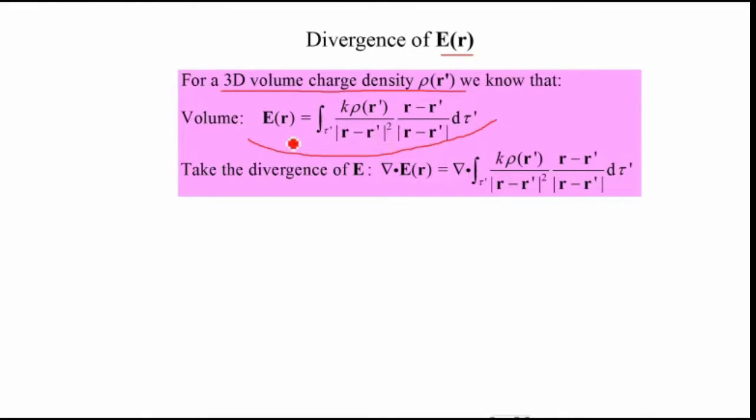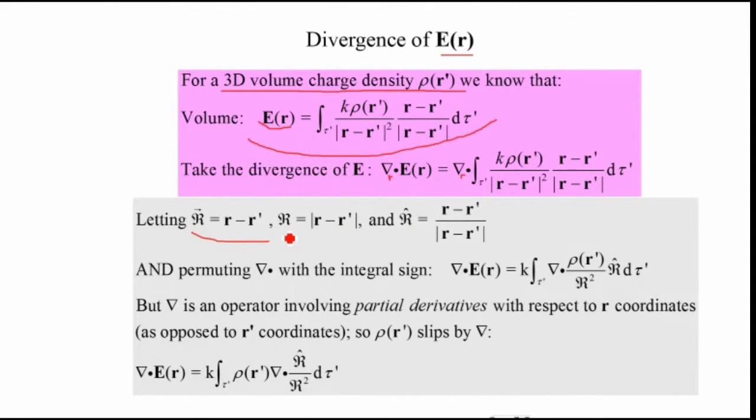Okay, so we're just going to take this and operate on it with the del. So here's our del operating on E, and so that's equal to del operating on this integral. So here it is right here. Funny r is equal to this, the magnitude of the funny r is equal to this quantity, and the unit vector in the funny r direction is equal to this.